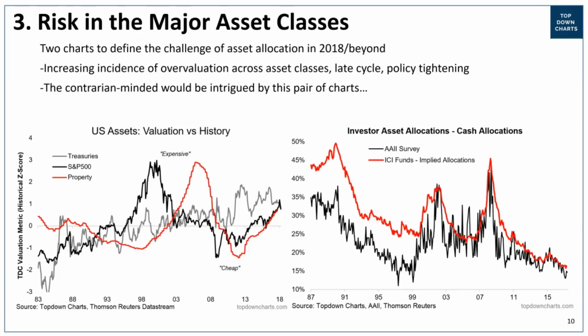But one little interesting comment that I made about these two charts is that the contrarian minded would be very interested because clearly people are under on cash and over on everything else. The central banks have bullied investors out of cash by making it unattractive and pushed them to get into other investments, and this is what you get. You get overvalued assets across the spectrum.